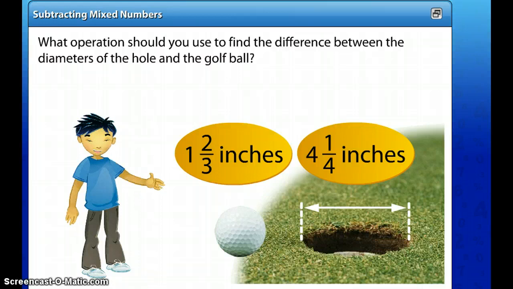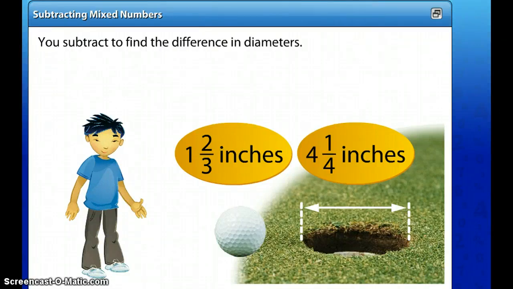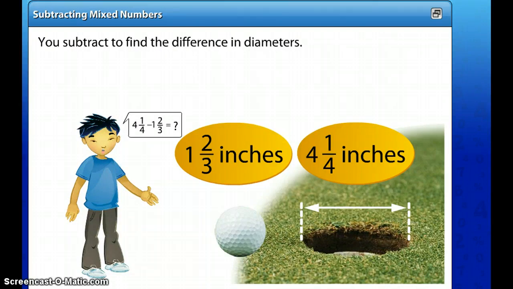What operation should you use to find the difference between the diameters of the hole and the golf ball? So to find a difference, what operation will we use? Aaliyah? Chromebooks should be down, please. Aaliyah, what are we going to use to find the difference? We're going to subtract, yeah. You subtract to find the difference in diameters.